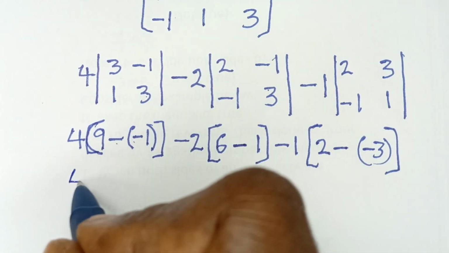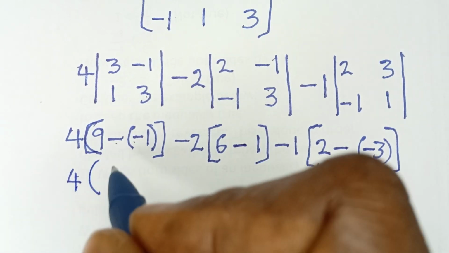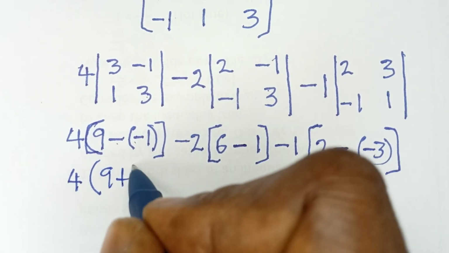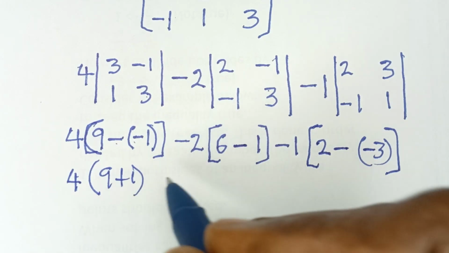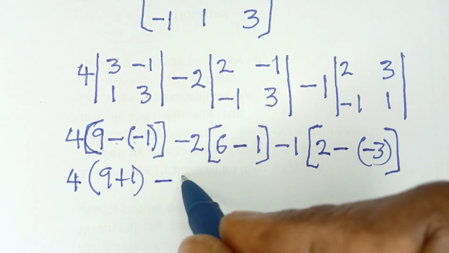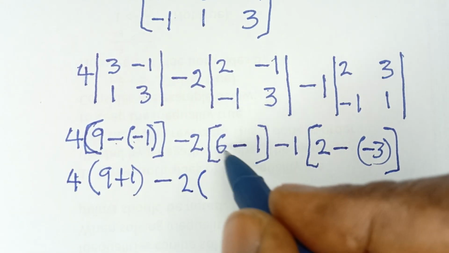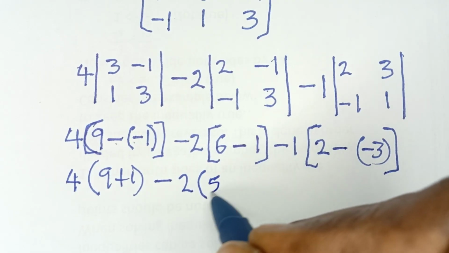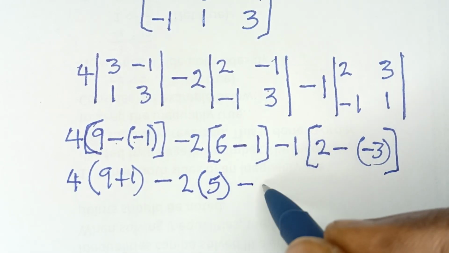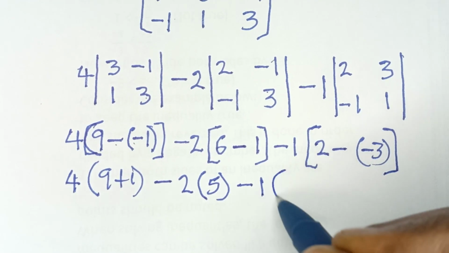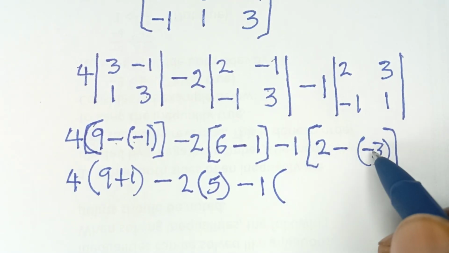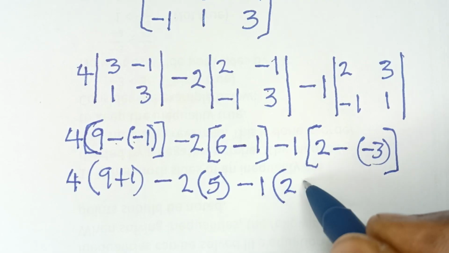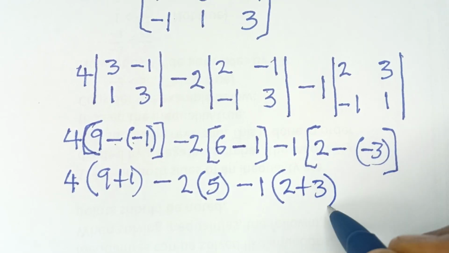So this will give me 4, and then I have 9 plus 1. Negative multiplied by negative is positive. So 9 plus 1. Then minus 2 multiplied by 6 minus 1 is 5. And then minus 1, bracket open, 2 minus 3. Negative multiplied by negative becomes positive. So I have 2 plus 3.